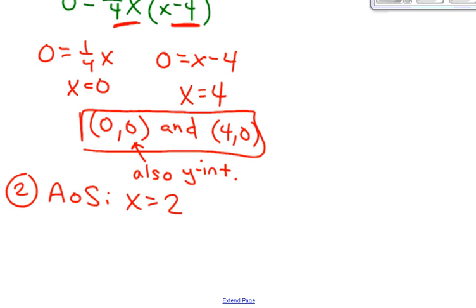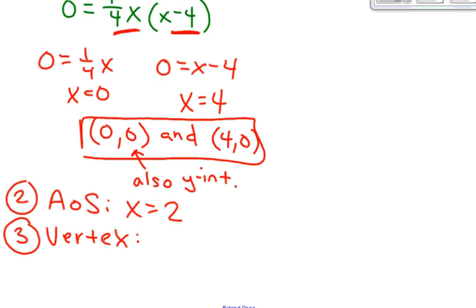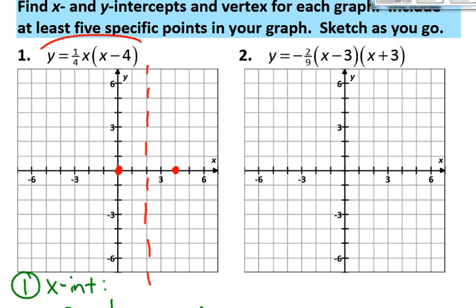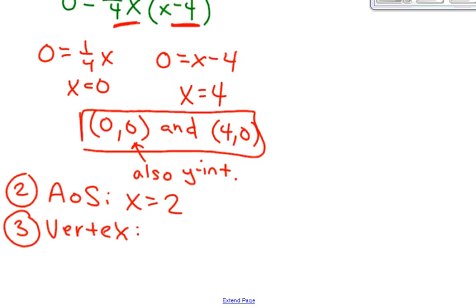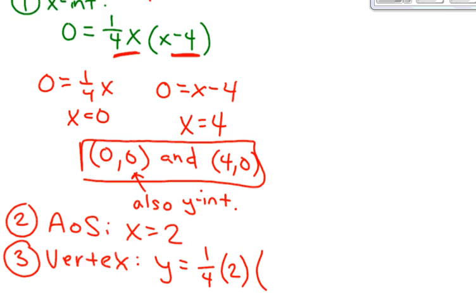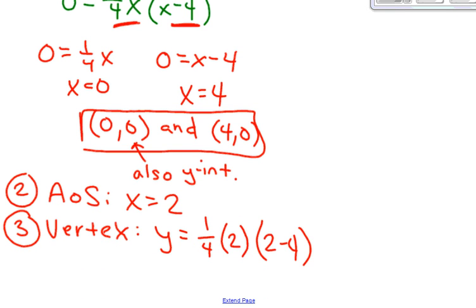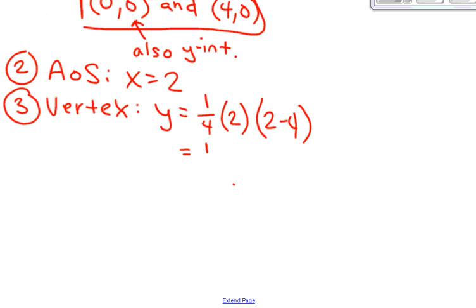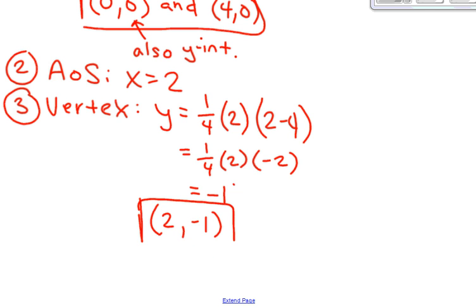So that's step 3, is to find the vertex. So you're taking this x value of the axis of symmetry and you're plugging it into the equation. So that's y equals 1/4 times x, which is 2, times x minus 4, so that would be 2 minus 4. So then this would be 1/4 times 2 times -2, which, when we calculate, would be -1. So the x was 2 and the y is -1, and that is our vertex.